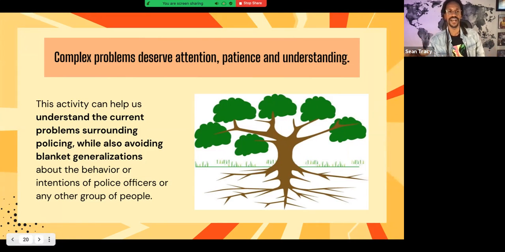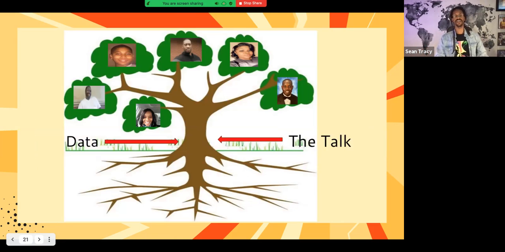When you look at how complex this problem is, you really have to make sure we don't make blanket generalizations or stereotypes that lead to false accusations about all police officers. We want to look at the root problem of why this continues to happen to a certain group of people. So we have that discussion, and the students get into it. This is the stuff they want to talk about.